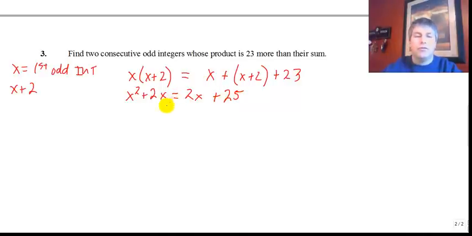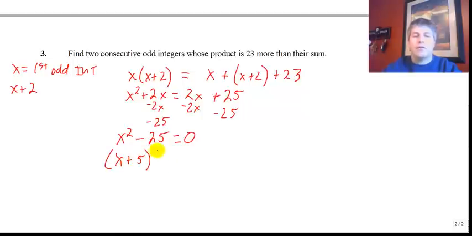Well, we've got to set this equal to 0, so let's go ahead and subtract 2x from both sides. We'll subtract 25 from both sides, and we get x squared minus 25 equals 0. Well, that's a difference of two squares, so that's going to be easy for us to factor: x plus 5 times x minus 5 equals 0. Set each factor equal to 0, and we get x can be negative 5, and x can be positive 5.